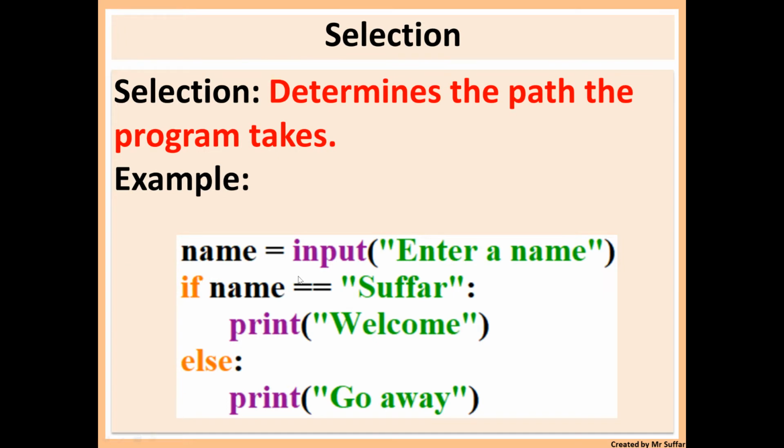Then we have selection. Selection determines the path that the program takes. Here, name equals input, so we're asking for a name. Then we create an if statement. Depending on this condition, this algorithm will take different paths. If it's true, it will display welcome. Otherwise, it will display go away. The algorithm takes different paths depending on that specific condition, and this is called selection. Anything to do with the if statement is always selection.